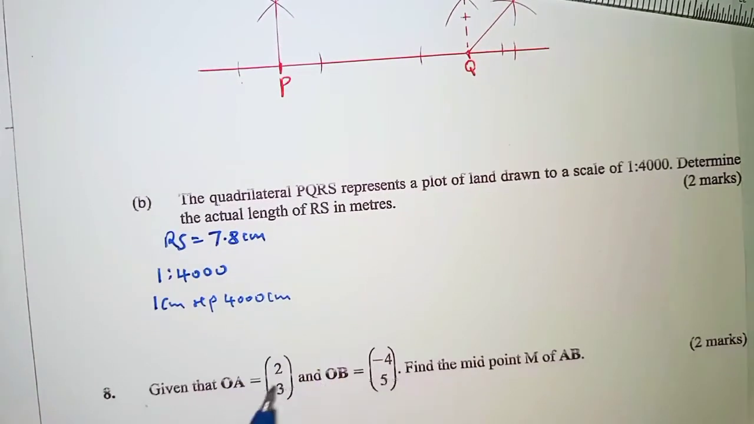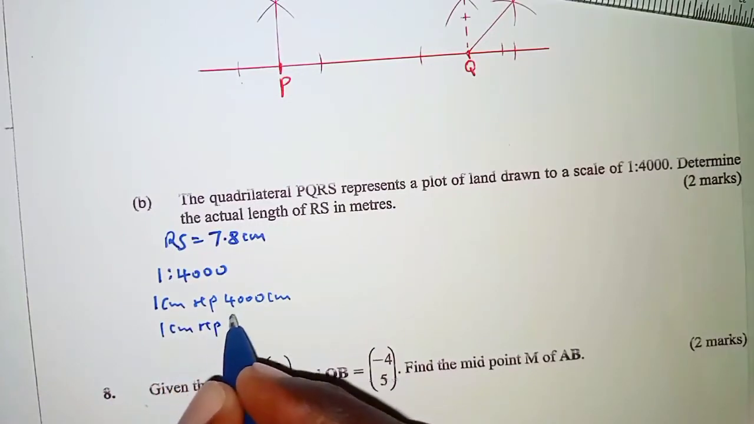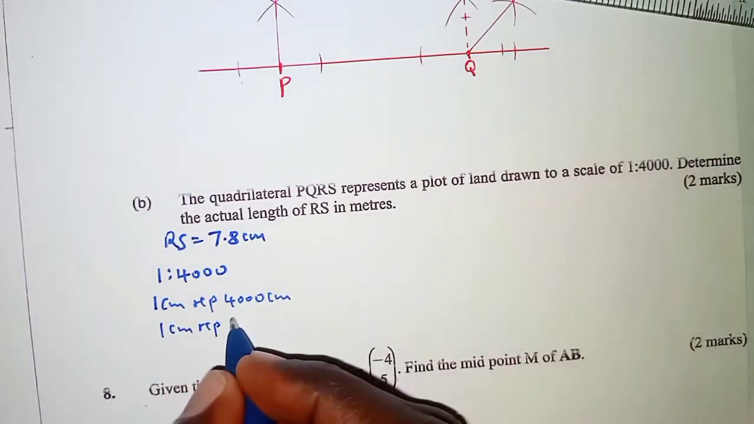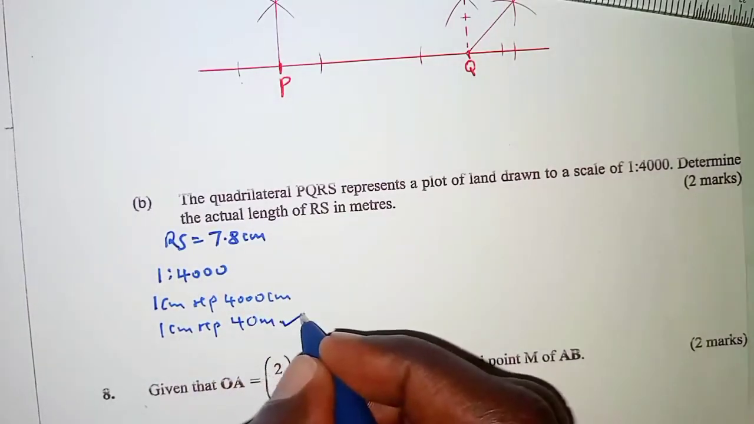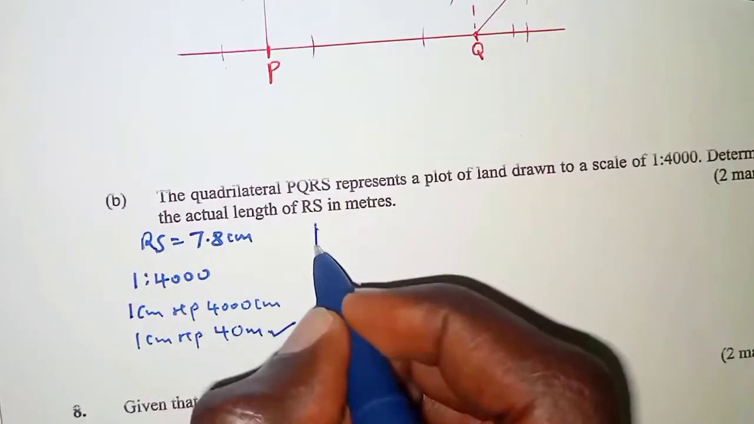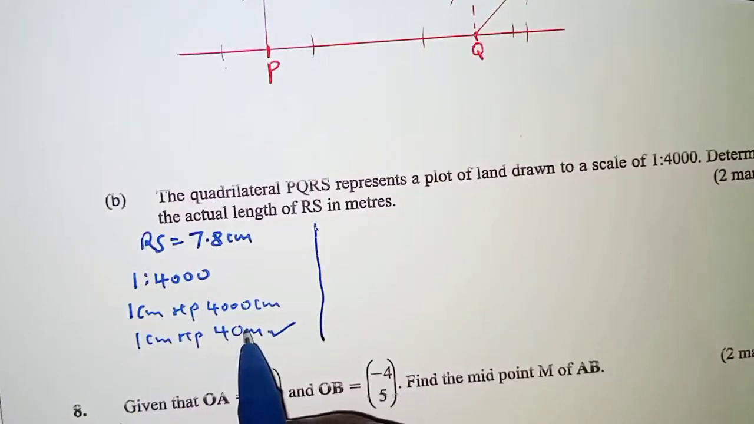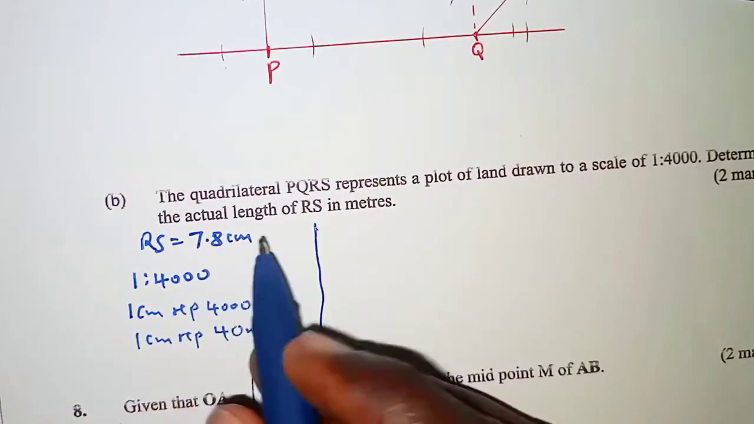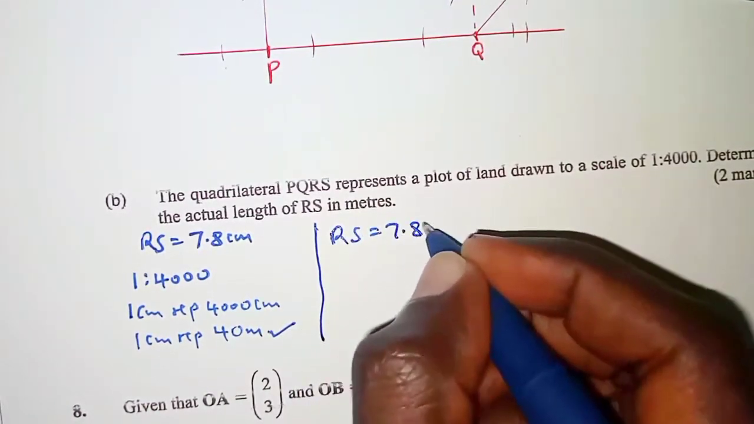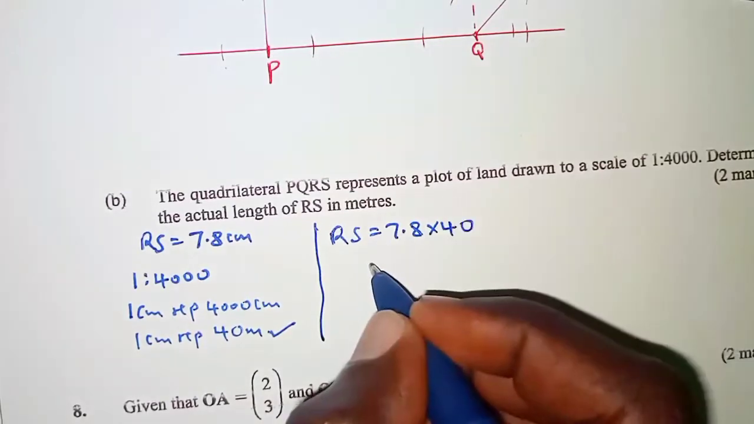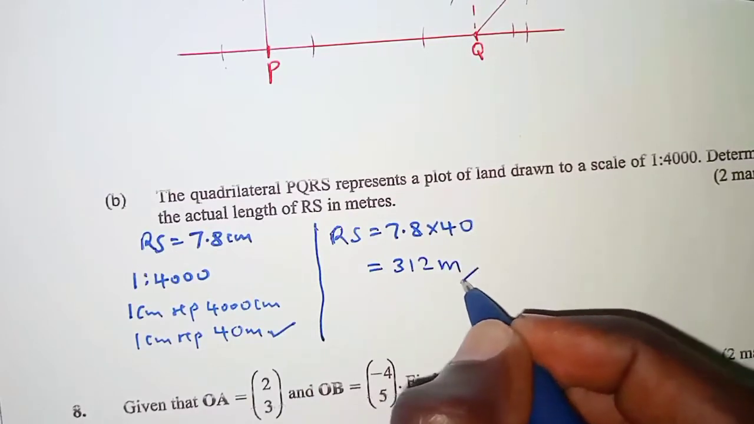So this can also be given as 1 centimeter representing 4,000 centimeters, in meters, that is 40 meters. So with this, we can do our conversion. So if 1 centimeter is 40 meters, how about 7.8 centimeters? So that simply means RS is 7.8 by 40. And this should give us 312 meters.